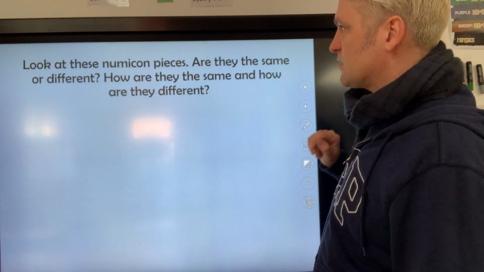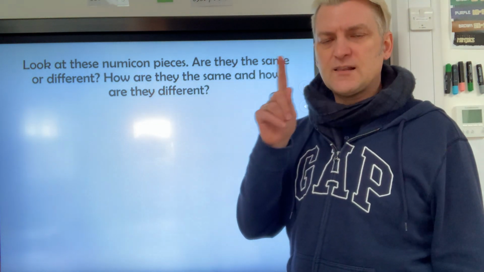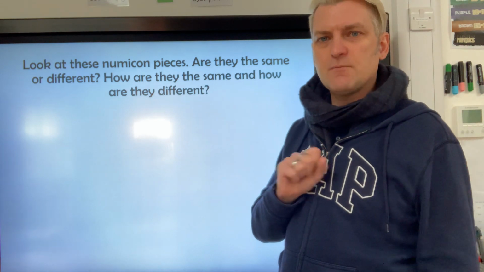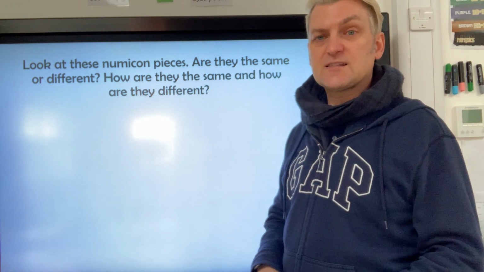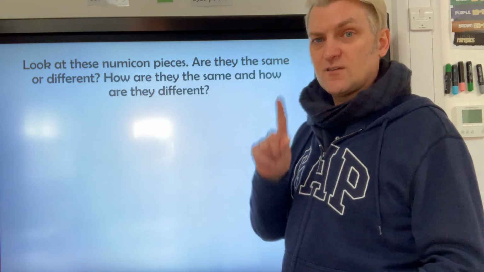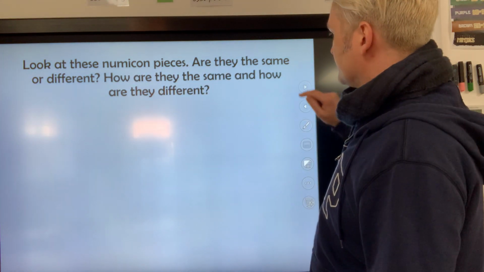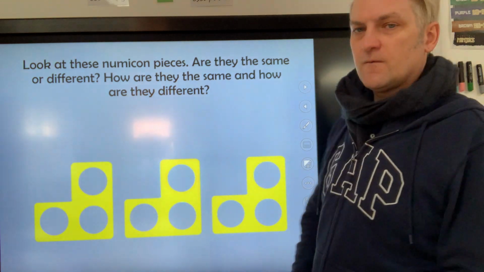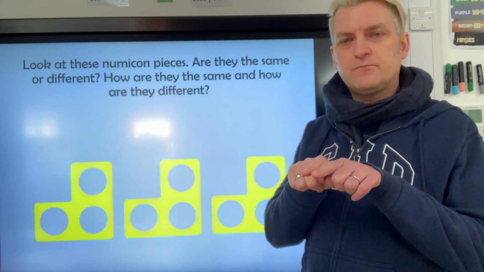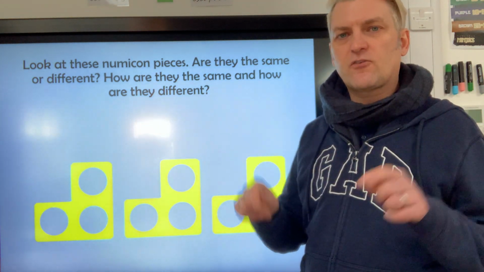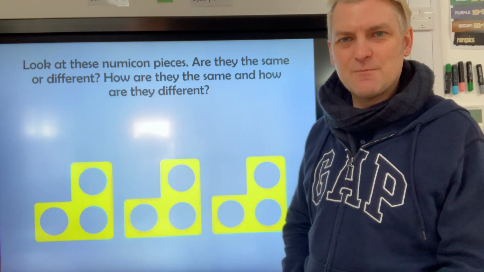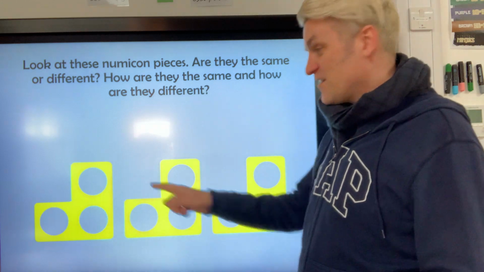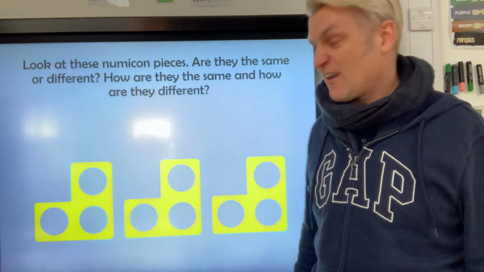Let's have a look at this next one. I want you to look really closely. Are they the same or different? And what is the same and what is different? Keep thinking. Here we go. Are they the same or are they different? Shout it out. Did you say same? You're right. These ones are all the same, aren't they?